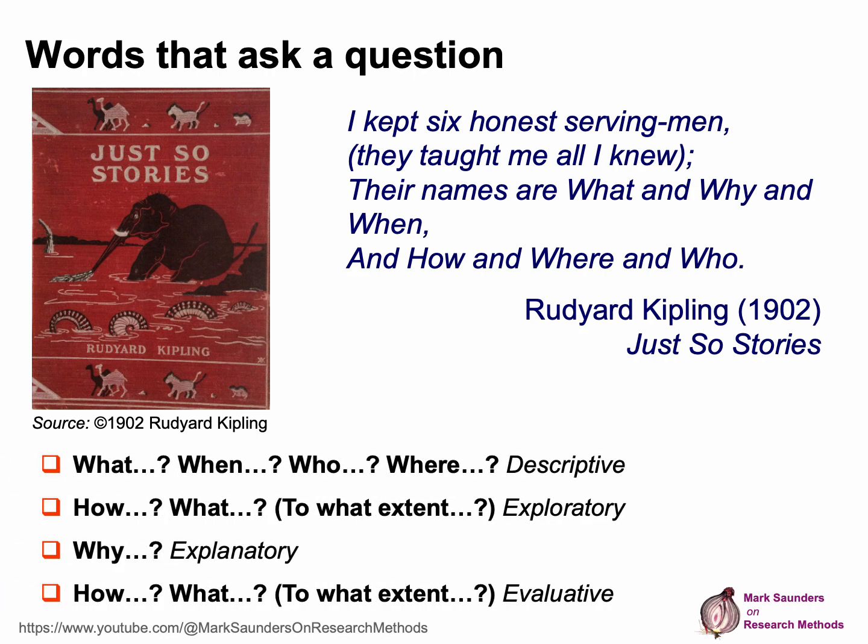If we look at them, we have words like what, when, who and where, and these force us to describe. Words like how and what, or indeed to what extent, can also, if they're used slightly differently in a question, force us to explore something, find out when we don't know. Words like why help us to explain. And words at the start of a sentence like how and what and to what extent can also be used to actually help us evaluate things. So we have these words can be used in different ways to get 4 different types of question.